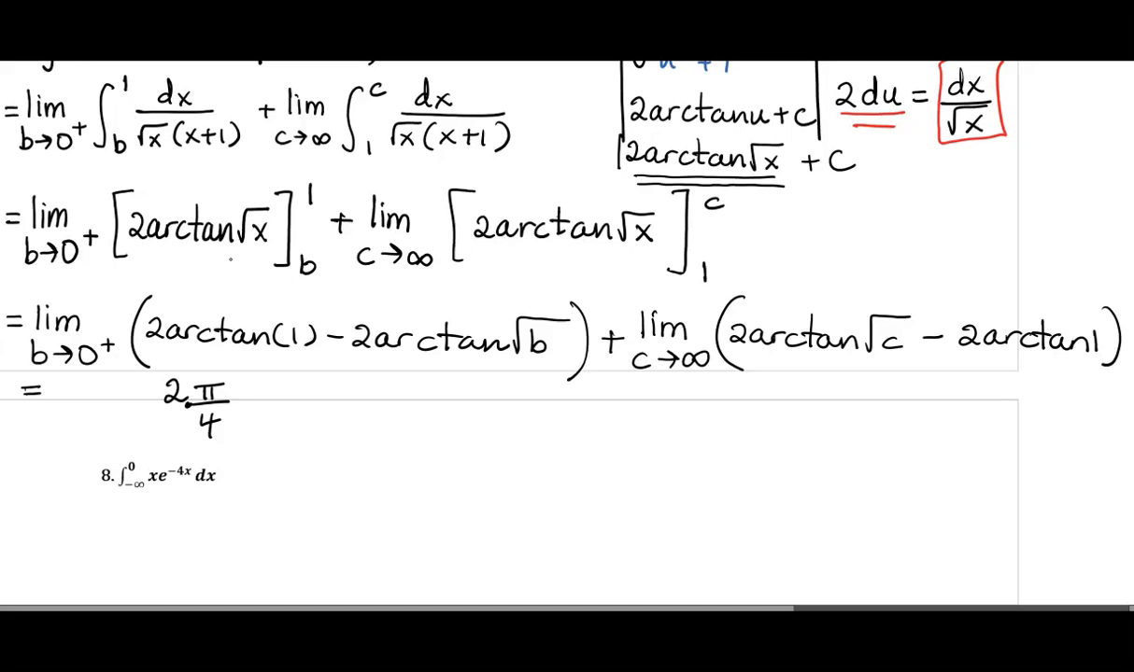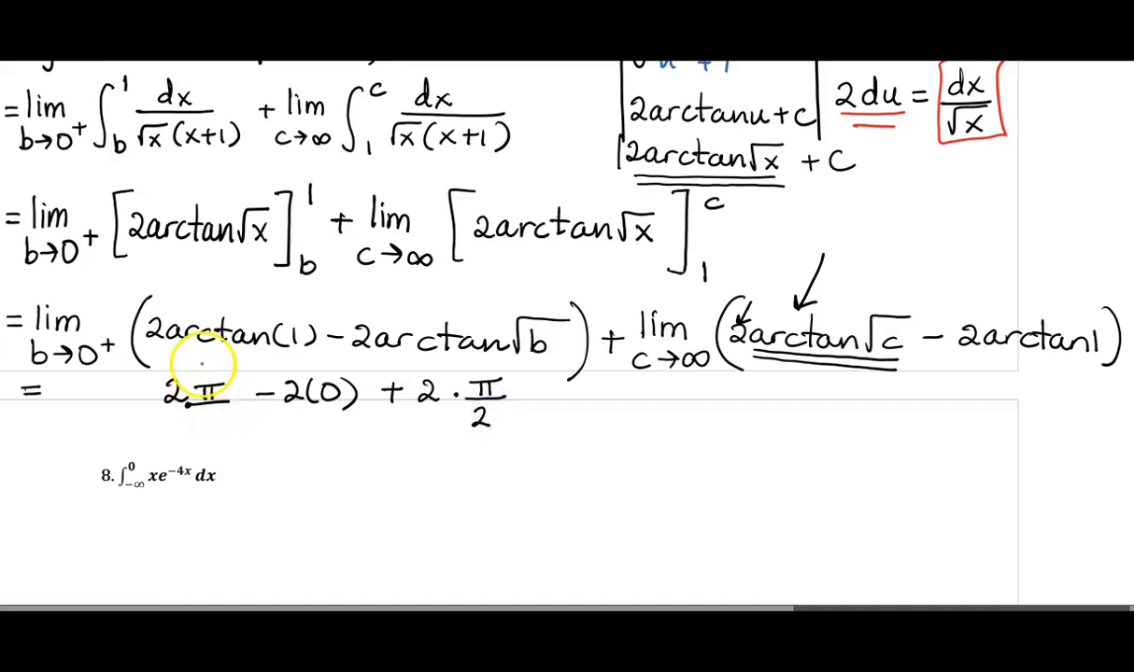The limit as b goes to 0 in the arctangent function will be 0. So this is minus 2 times 0. The limit as c goes to infinity in the arctangent function is pi over 2. So we're on this term now. We still have this 2 in front. As c goes to infinity here, we're going to pi over 2.